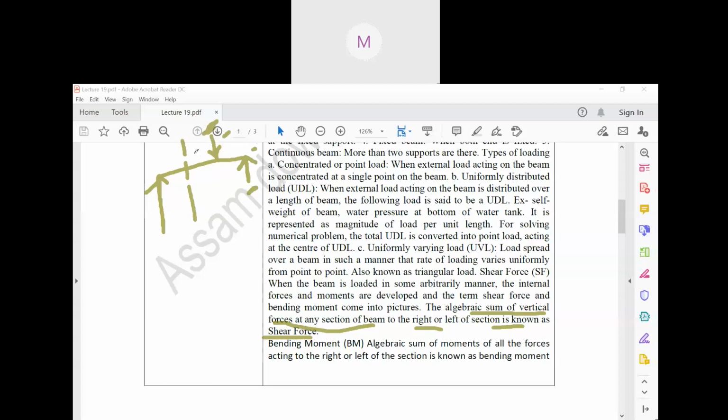Basically, shear force is the summation of all the forces acting on the beam. Just as of now, simply remember that. And the bending moment is the summation of all the moments acting to the right or left of a section. Force into perpendicular distance is a moment. Suppose this is the perpendicular distance and this force is acting at this distance. Then the force into perpendicular distance is known as the bending moment. So that is bending moment and shear force.